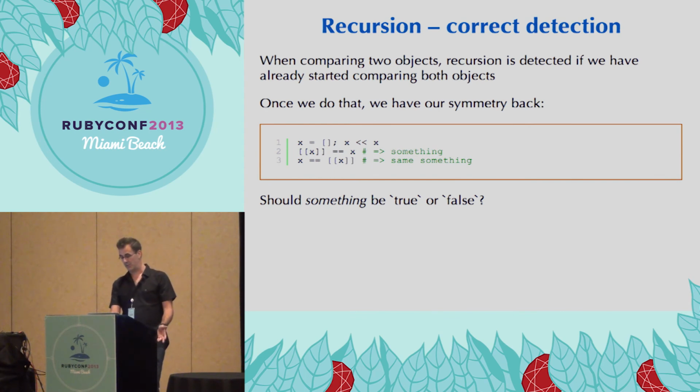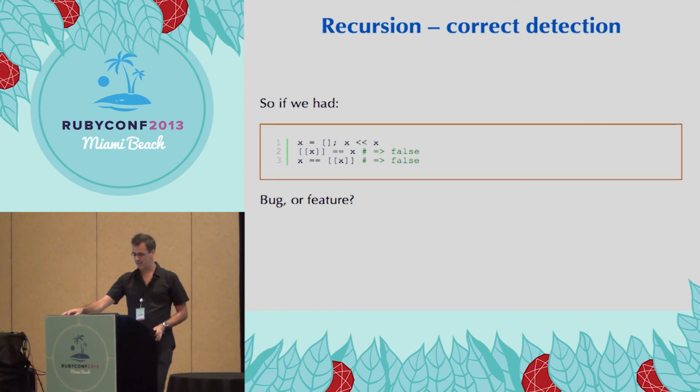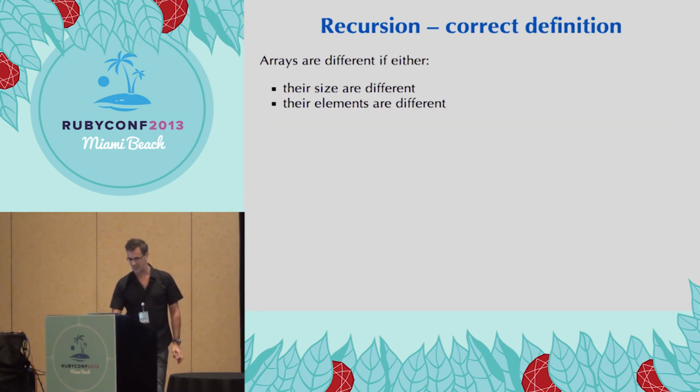Now, I'm going to ask you one last question. Should these two arrays be the same or not? So if we had x and [x] be false, would that be a bug or a feature? I think half of the room is sleeping right now. Okay, that is an evenly matched thing.